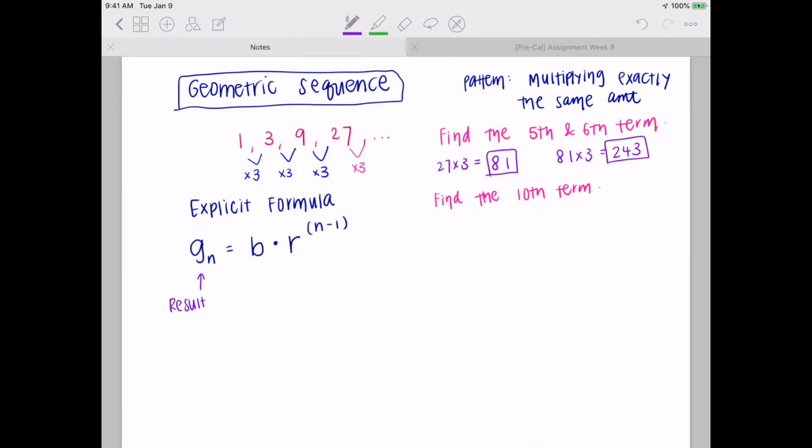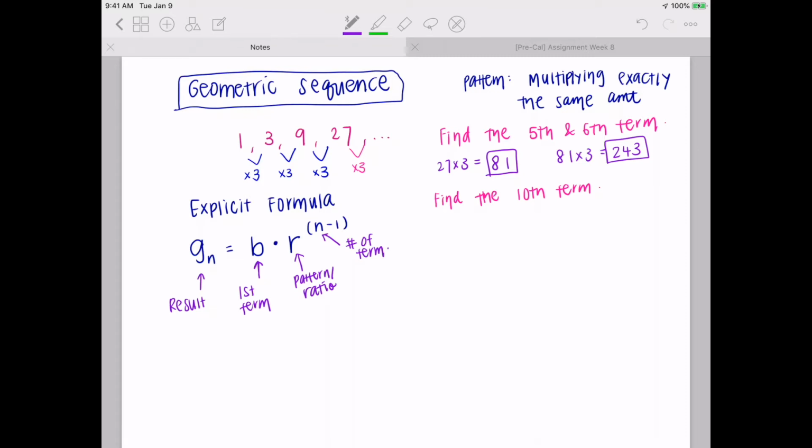B is your first term. R. Last one was d. This one is r because it's still the pattern, but r stands for ratio. And n is the number of the term. Okay.